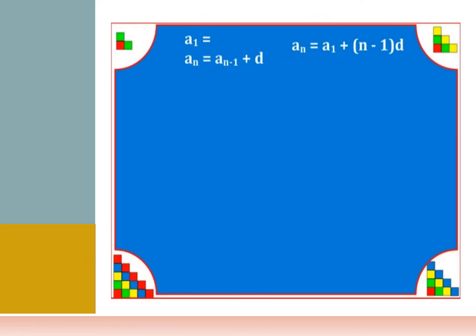For this sequence, a1 is equal to the first number, and for the recursive formula we can use an equals an minus 1 plus d. But for the explicit formula we can use another one, which is dn plus a1 minus d, because when we distribute d here we will get dn minus d. So a1 minus d plus dn. This is the explicit formula. We can use it to find any term of the sequence.